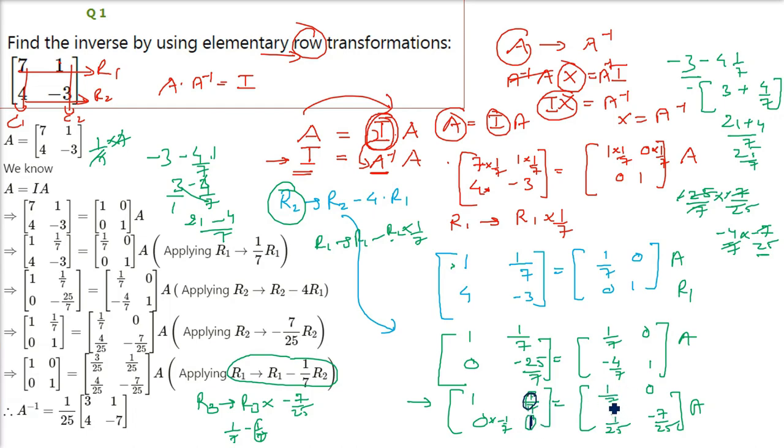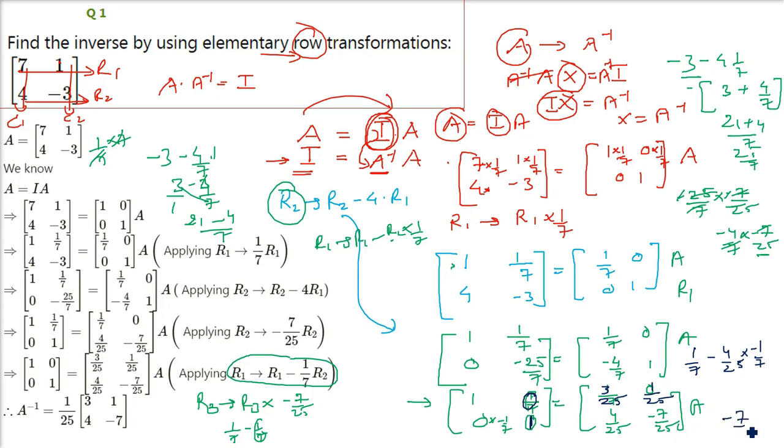Now this also gets changed. 1 by 7, 4 by 25 minus. So row 1 minus 1 by 7 into row 2. And let me write the final one. This computation I hope you will be able to do. So this final will be, this is going to be 4 by 25. 1 by 7 will become 3 by 25. And this again, R1 minus 1 by 7 into R2, this is going to be 1 by 25. So 3 by 25, 1 by 25 the first row, 4 by 25 minus 7 by 25 second row.